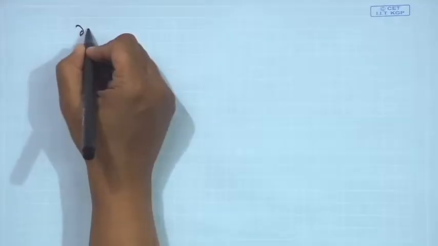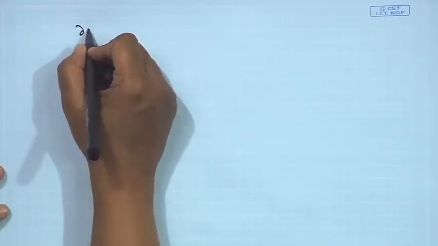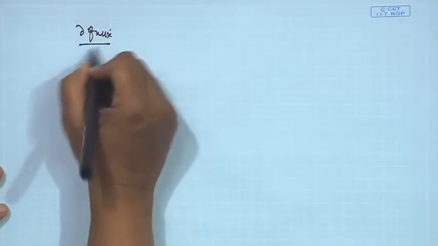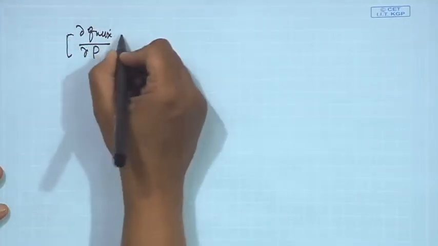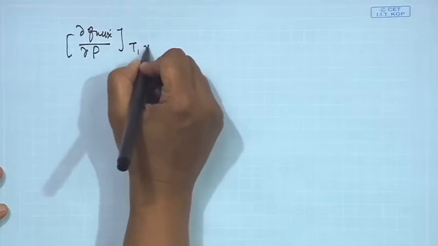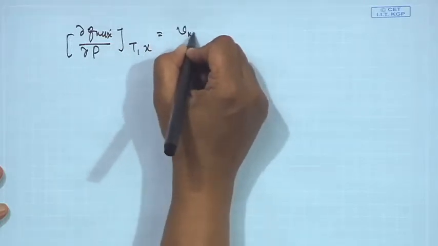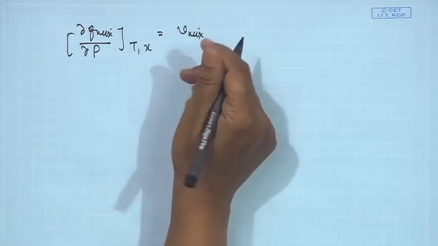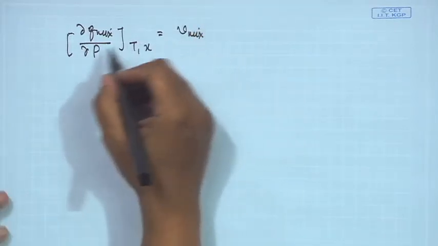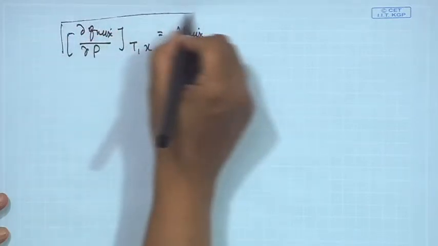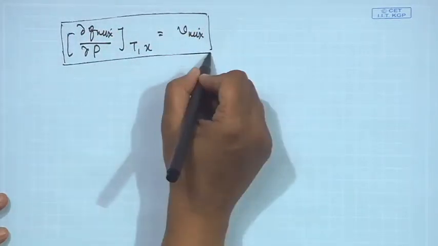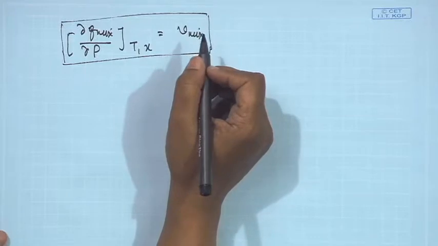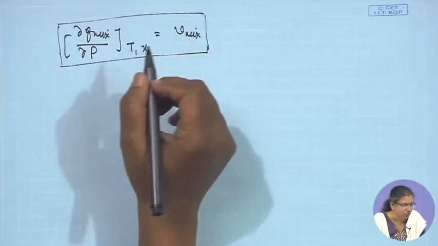If you recall, what we had already discussed is that del G mixture del P at constant T and X. What was this? This was related to the volume of mixing, if you remember. Okay. And this is the main equation which tells you what is going to happen when the two components are brought close to one another.